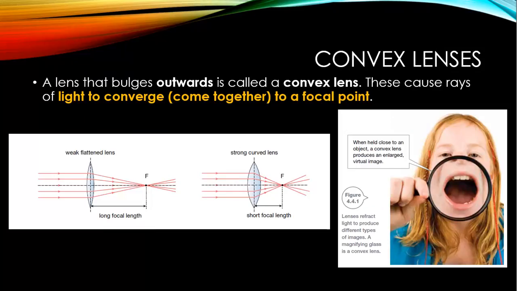A lens that bulges outwards is called a convex lens. These cause rays of light to converge or come together to a focal point. We can see that in the illustrations down below, where we've got light rays passing through a lens. They converge or come together to form a focal point on the other side of the lens. We can measure the focal distance by measuring the distance between that point where they come together or converge, the focal point, and the center of the lens.